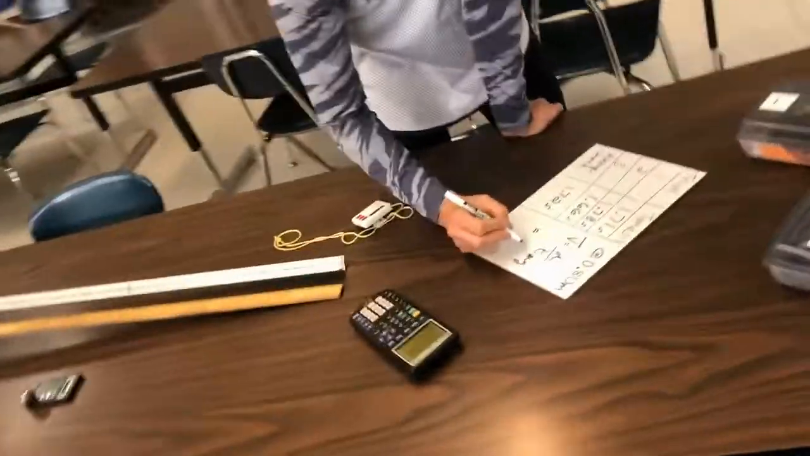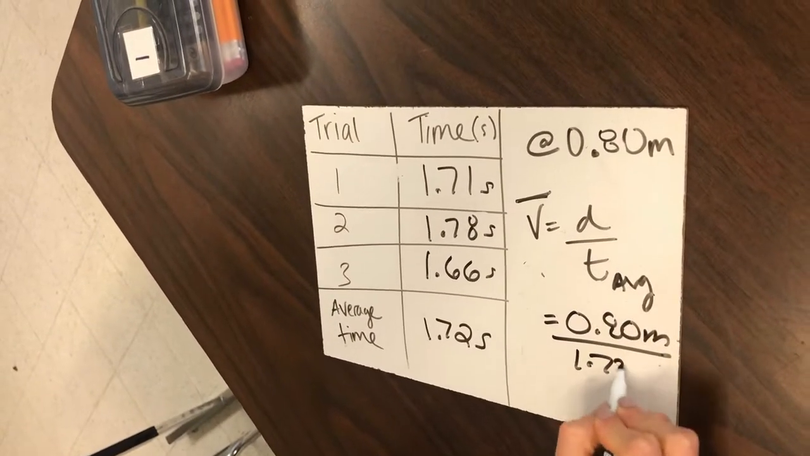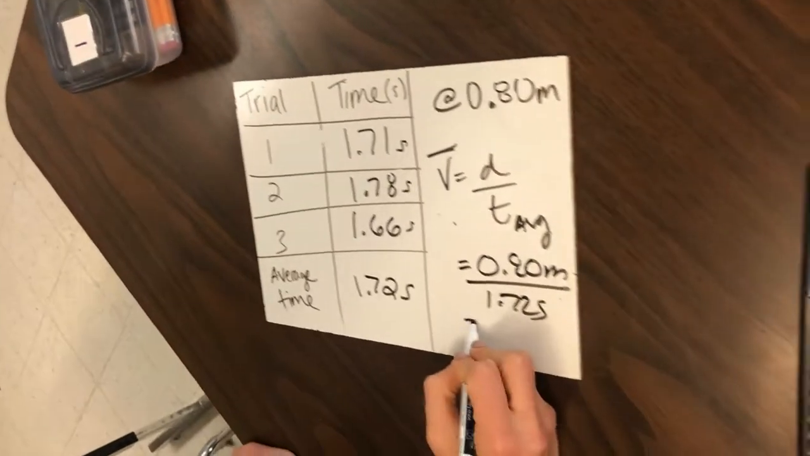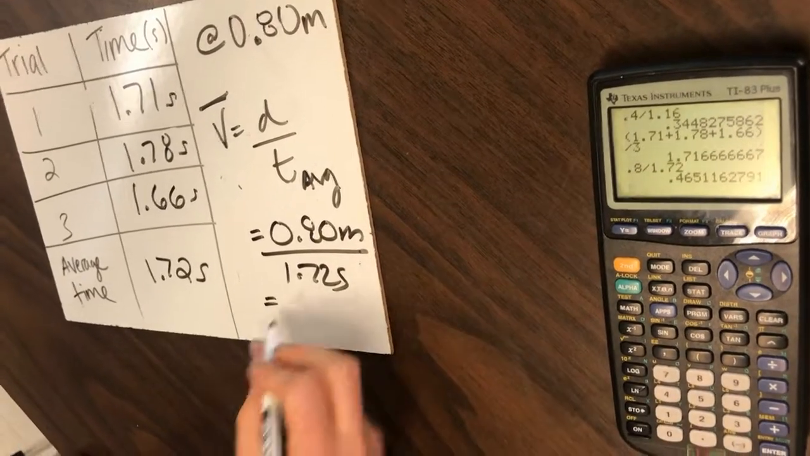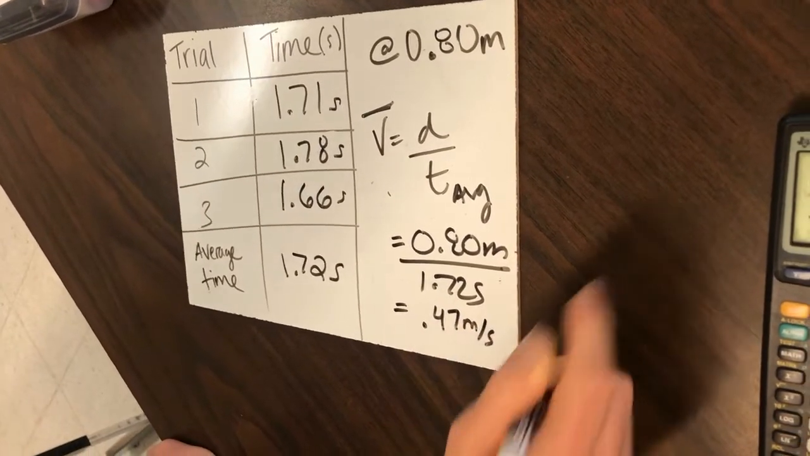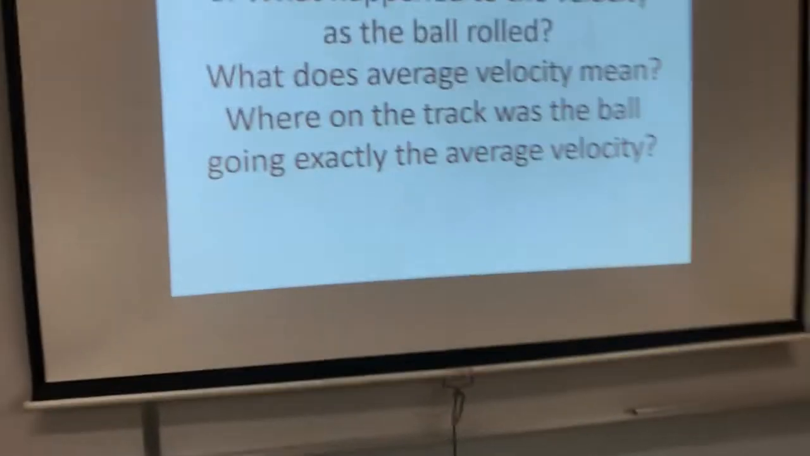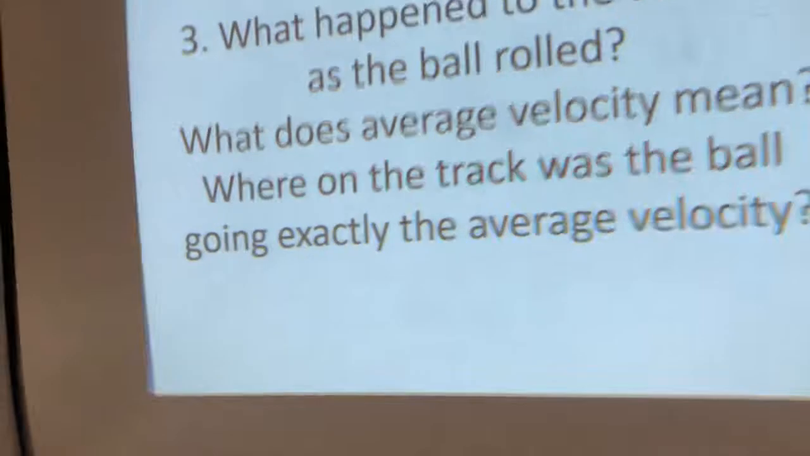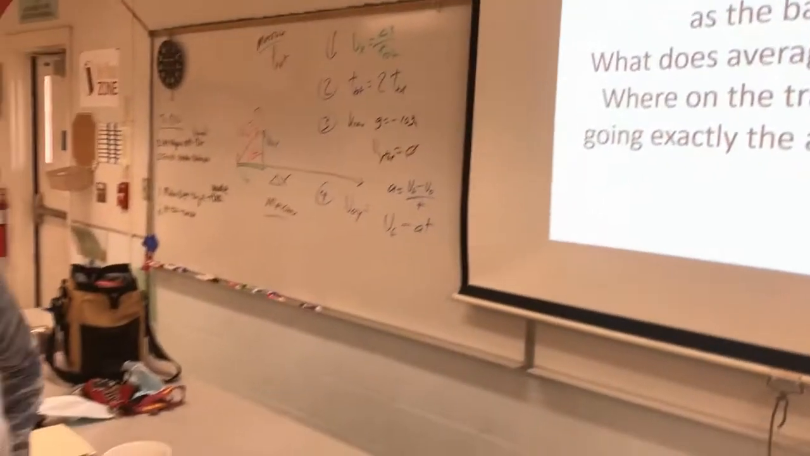Okay. So for my average velocity, I'm going to do the distance, which was 0.80 meters, divided by my time, which was 1.72 seconds. Don't forget your units. 0.8 divided by 1.72. And I get an average velocity of 0.47 meters per second, compared to last time it was 0.35 meters per second. Huh, okay. So starting from 2 times as high, my average velocity is 0.4 compared to 0.3. So I thought it was going to be double.